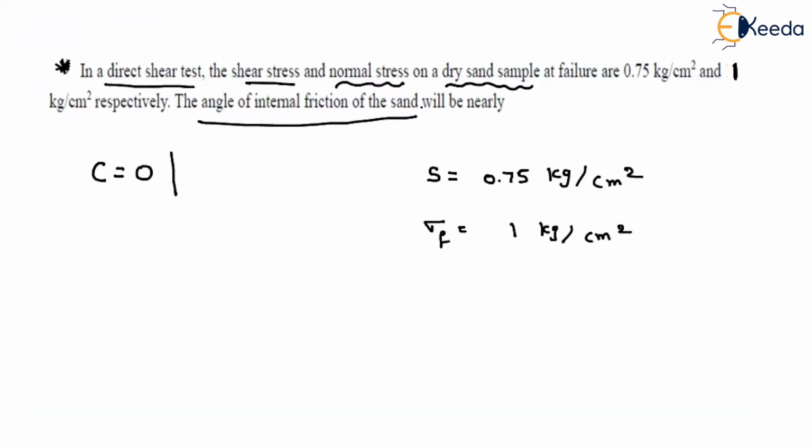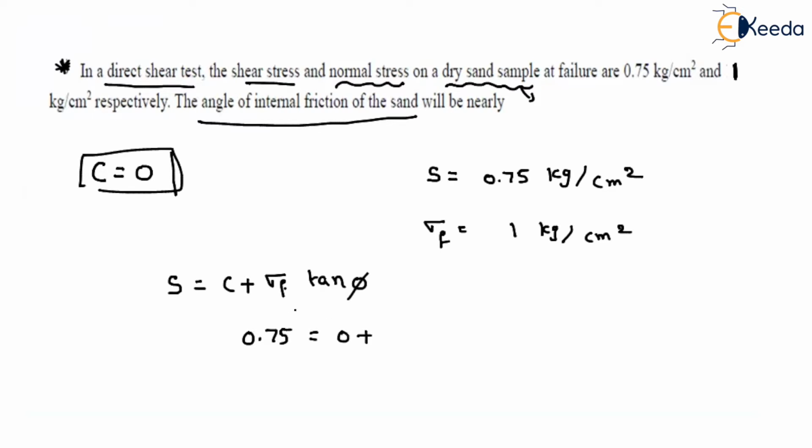If you remember the direct shear test, how do we find the shear strength? That is equal to cohesion plus normal stress at failure times tan phi. It is a direct question, and if it is a dry sample, you should understand that there will not be any cohesion. Substitute the values here: 0.75 equals 0 plus normal stress at failure 1 into tan phi. If you solve this, that is nothing but the angle of friction for the corresponding sand.